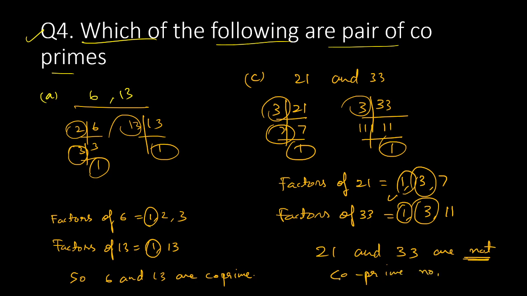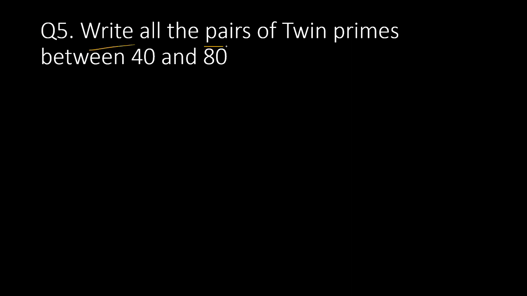Okay students. Now question 5 says, write all the pairs of twin primes between 40 and 80. This is question 5, and the question is saying write all the pairs of twin primes between 40 and 80. So between 40 and 80 we have to write all the twin prime numbers. This question you have to do in your homework. I have given you a table in the previous worksheet. With the help of that table you have to write the twin prime numbers between 40 and 80.